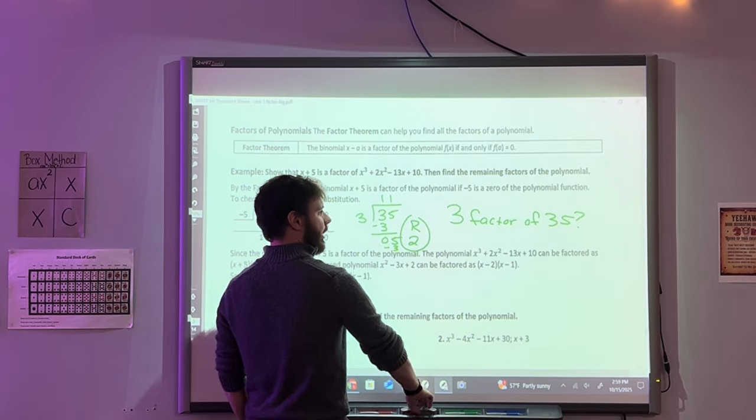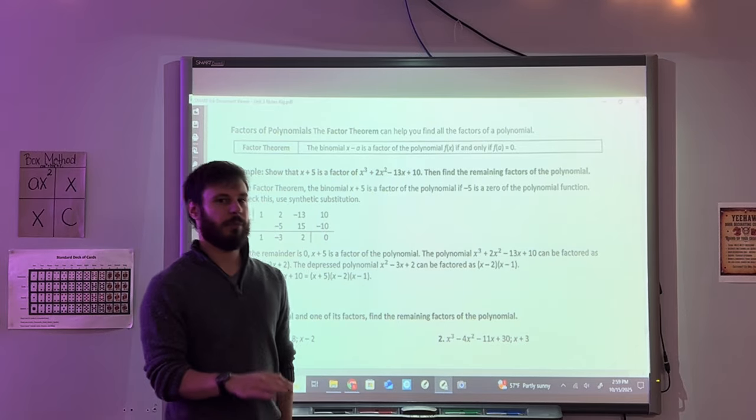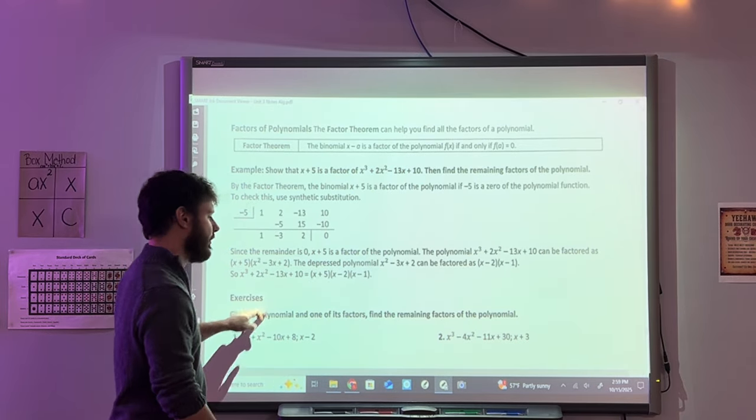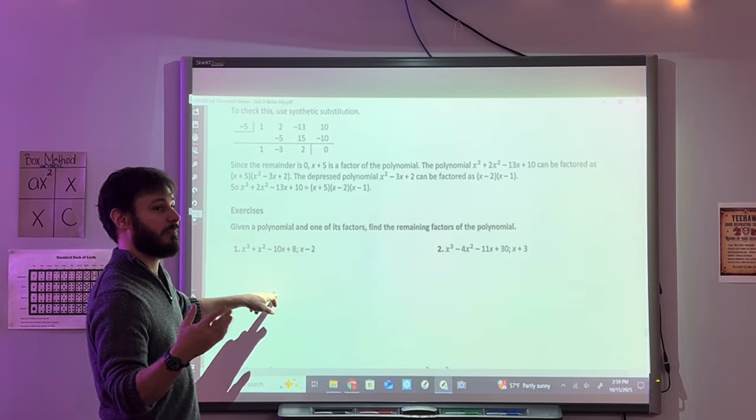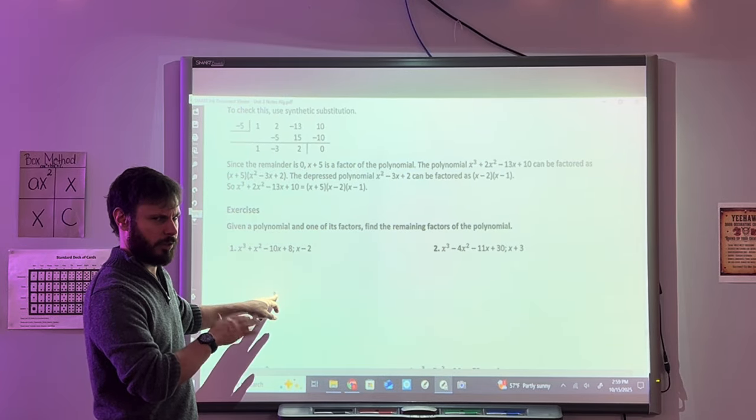So we are determining if things are factors, meaning they don't have a remainder. If they're not factors, they do have a remainder.